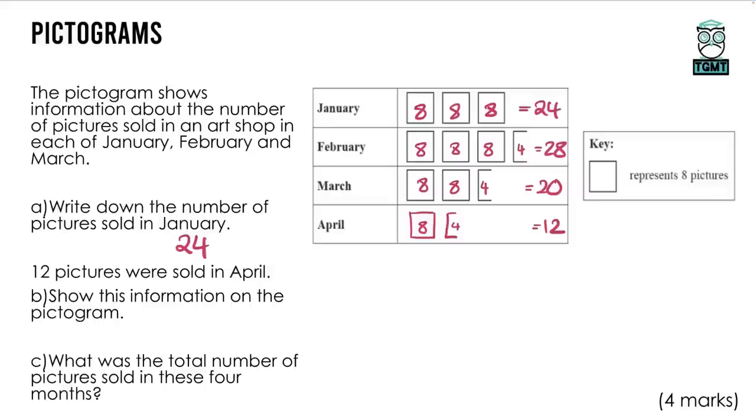In that one, we just need to add all of those together using column addition. So 4 plus 8 is 12, plus the 2 is 14. And then 2, 4, 6, 7, 8. So 84 pictures were sold in total. And there we go, that's using a pictogram.